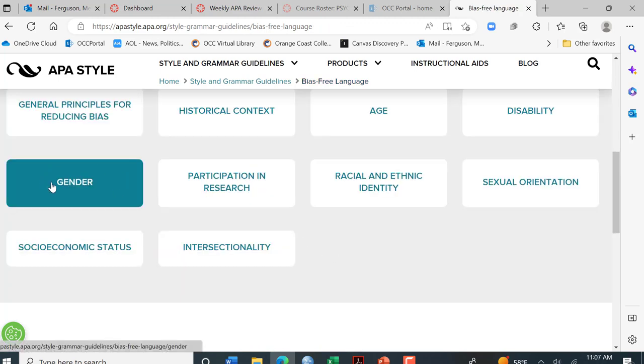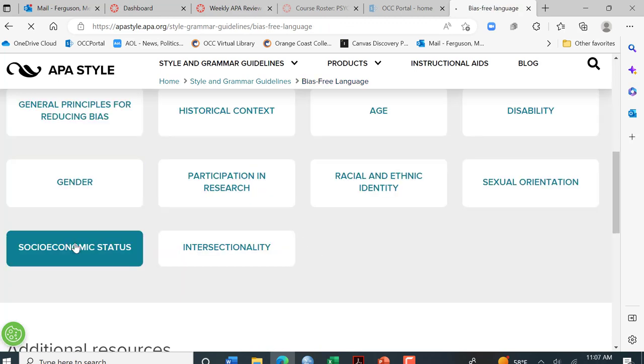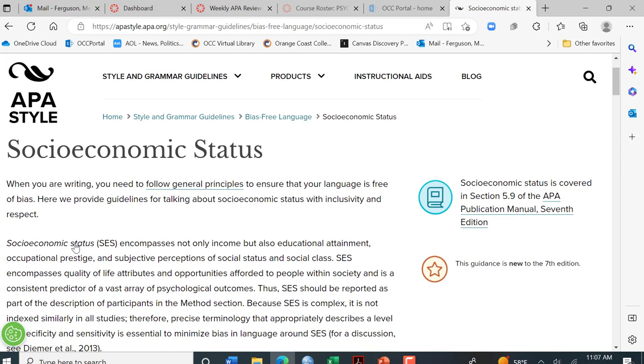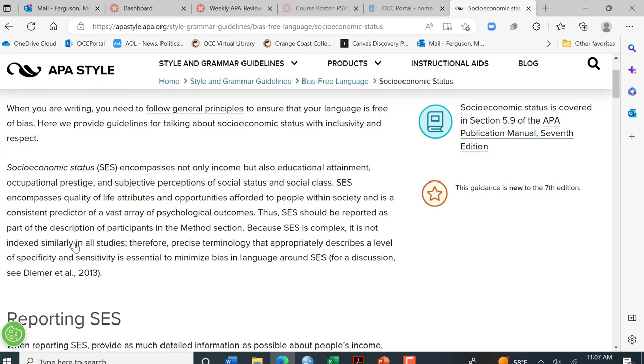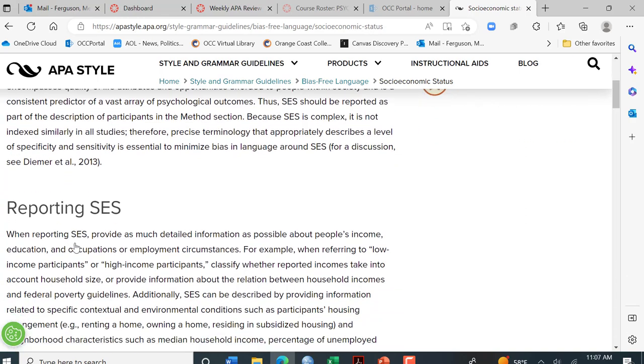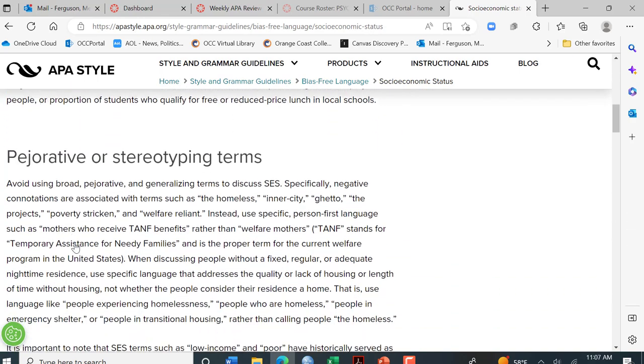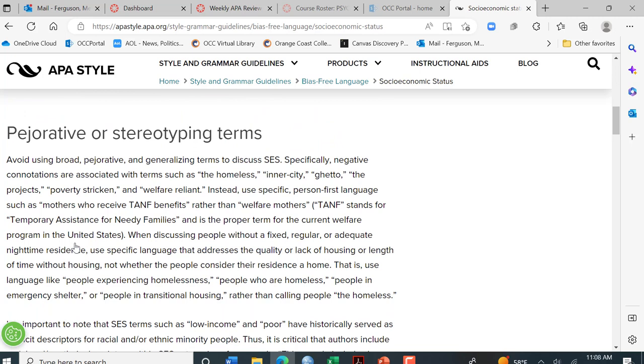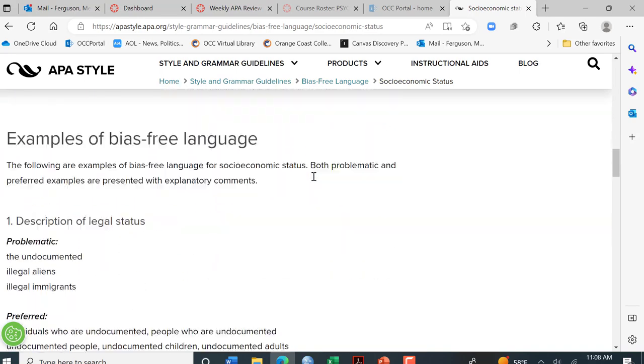I'm not going to go over the gender one, but I do suggest reading through it. Socioeconomic status, just because I know you have one on the WAR activity that refers to that. And sometimes reporting socioeconomic status can be important to a lot of different topics that you're going to be reading about. Some studies may report it and some studies may not. But what we want to avoid is those negative or stereotyping terms, calling a group of individuals homeless or ghetto. So if we get down here, here are some examples.